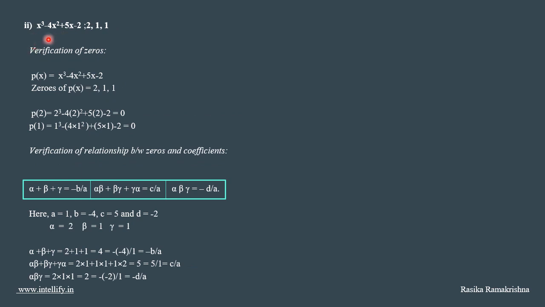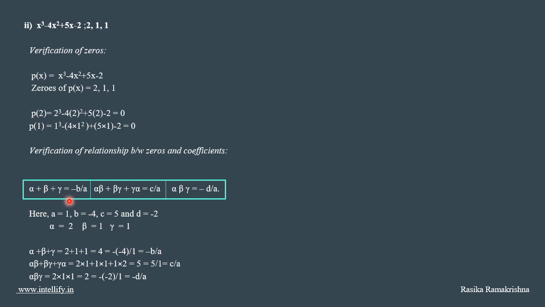So we have x cubed minus 4x squared plus 5x minus 2 to be the polynomial, and the roots are 2, 1, 1. So verification of zeros is pretty simple. You just have to check if p of 2 and p of 1 are 0. That is simple calculation and you can do it yourself. So now we have to verify the relationship between the zeros and the coefficients.